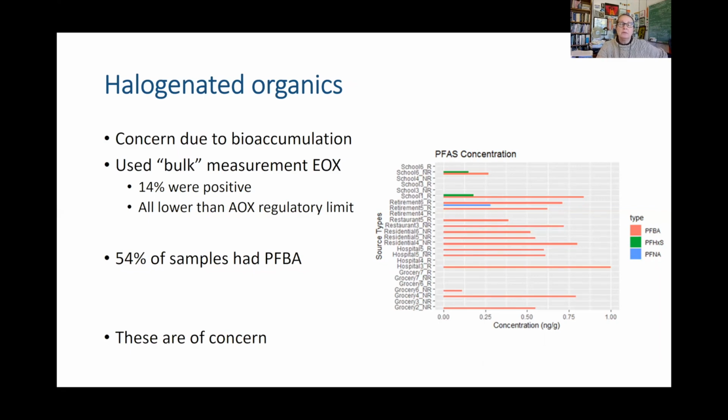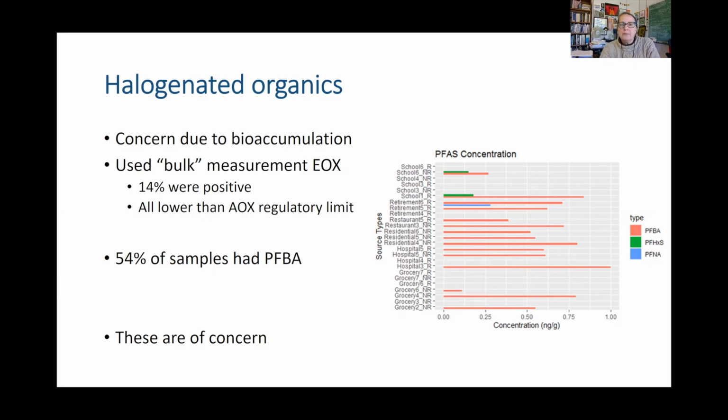So I was sort of alarmed to see that 14% actually had positive values. And the limit of detection here stated by the lab where we had this done was 5 parts per million, which is a high level for halogenated organics. That said, the levels that we saw were less than the regulatory limit of a similar test that's done for sewage sludge in Europe. AOX stands for adsorbable organohalides, and the concentrations that we had were below their limit for that measurement.